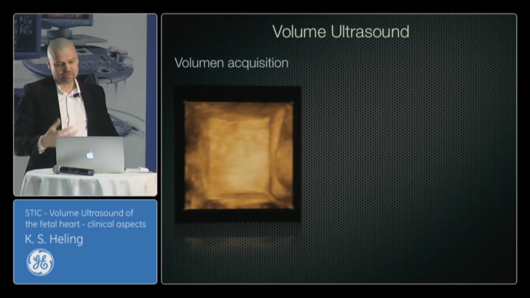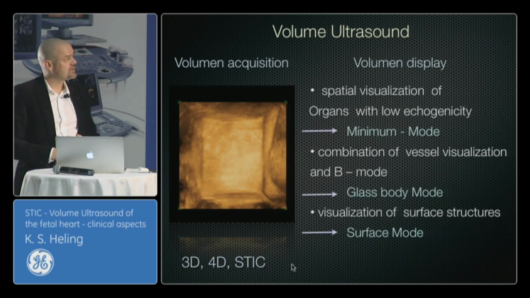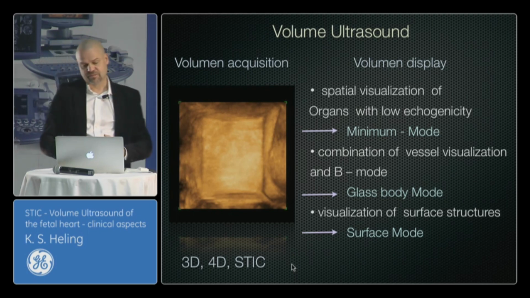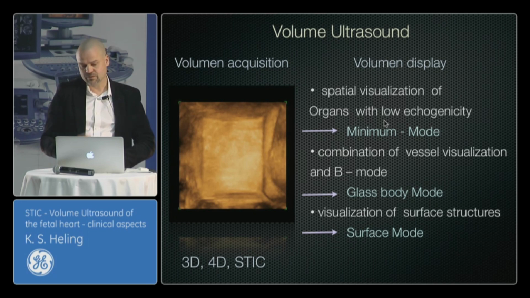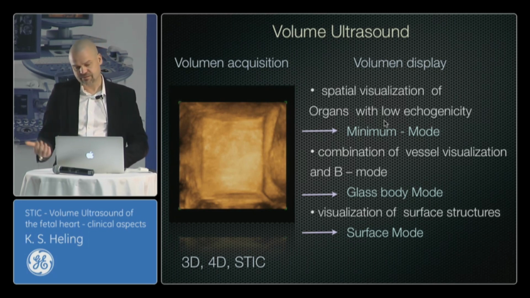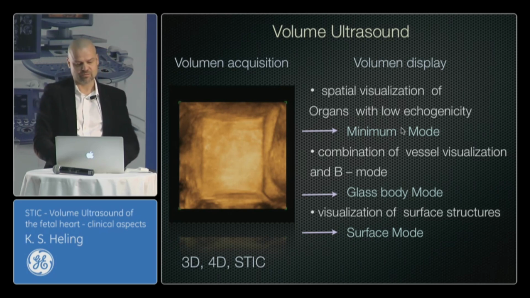When we do volume ultrasound, all of you know we have two steps. The first step is the volume acquisition, and we have different kinds of volume acquisition, 3D and 4D or STIC technology. And the next step is the volume display. When you examine the fetal heart using STIC technology, and you want to see only the fluid-filled organs, and for the heart these are the ventricles, the atria or the vessels, you always use the minimum mode.